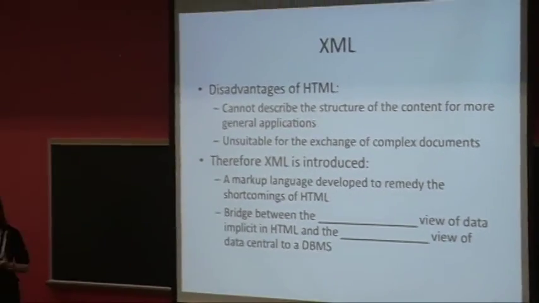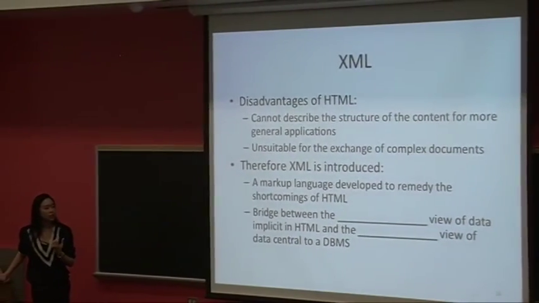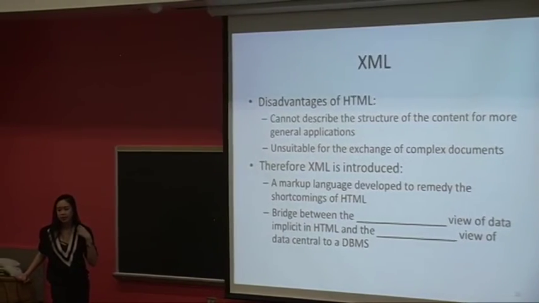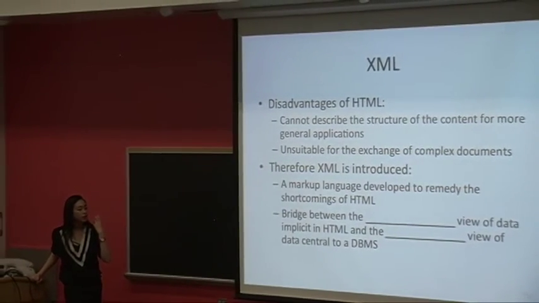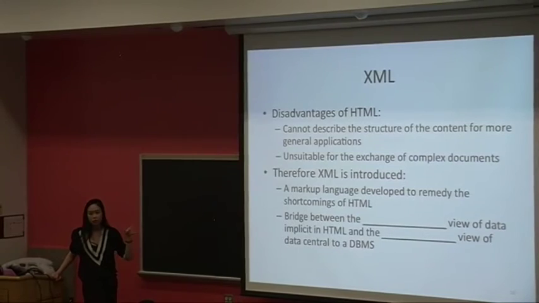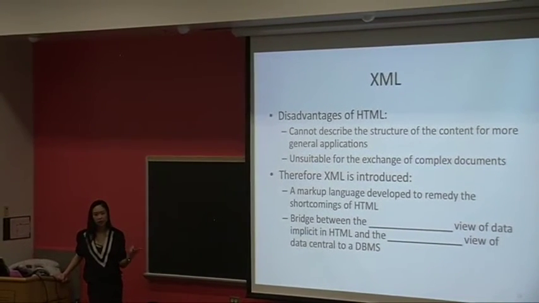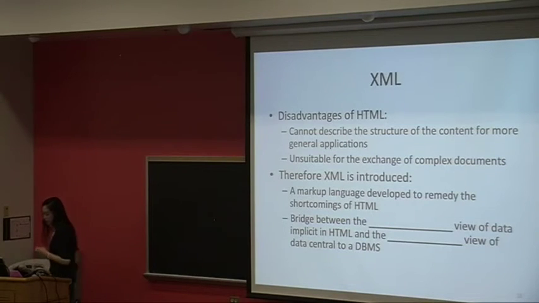So between the data, there's no idea of what we learned in the relational model. For example, this is a book, and these are the pieces of information of the book. What is the information? We don't know, because HTML only talks about how the format should look. So it's actually unsuitable for the exchange of complex documents. That's why we want to introduce XML, the extensible markup language. XML is also markup, and it was developed to remedy the shortcomings of HTML, as we said earlier.